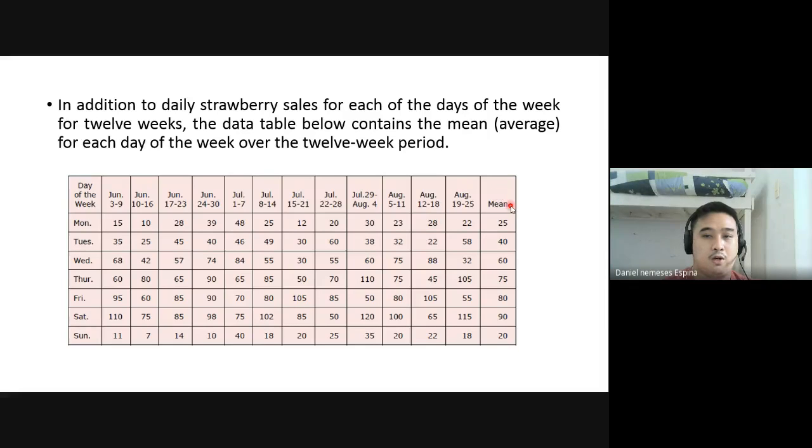So the mean or the average on Monday is 25, and then sales on Tuesday is usually 40, 60, and then on Sunday, gamay na lang. So 20 na lang ang sales. So this is the use of the table.